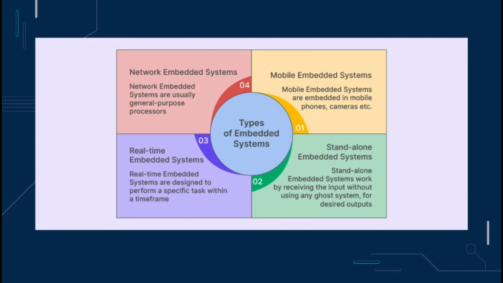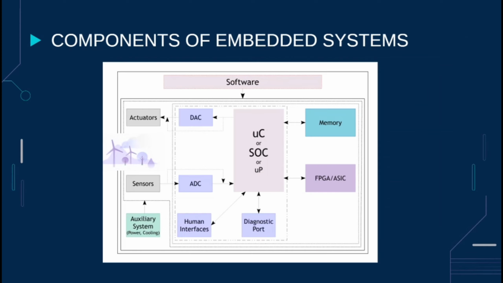And finally, we have mobile embedded systems. Now, these are compact and battery powered ones, like the ones which are found in smartphones, smartwatches, or cameras. And they combine processing power with portability, which means you can carry them wherever you want. So that's how it comes mobile embedded systems. Moving on to the components of embedded systems.